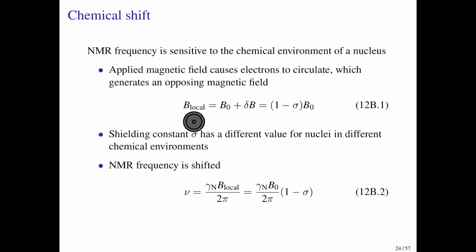So the magnetic field at a nucleus is lessened by positive values of sigma, right? If you have a positive value of sigma, that's going to decrease the magnetic field that the nucleus feels. And if the magnetic field at the nucleus is different, then the NMR frequency of that nucleus will be different, and that's what's given here. You will have a shift in the NMR frequency related to the shielding constant for that particular nucleus. So sigma is different for different nuclei within the molecule.